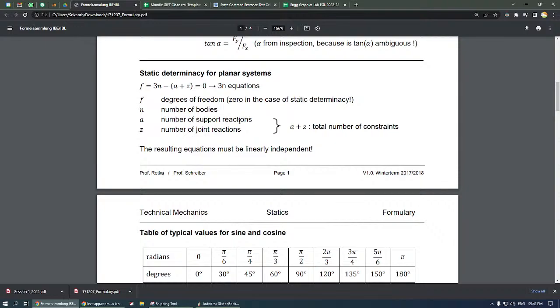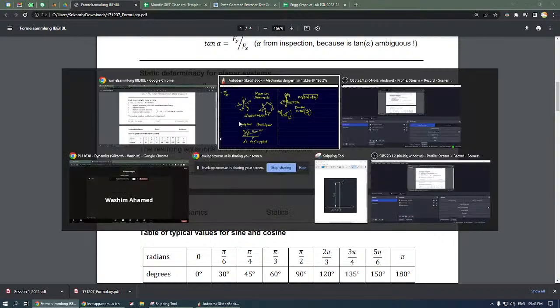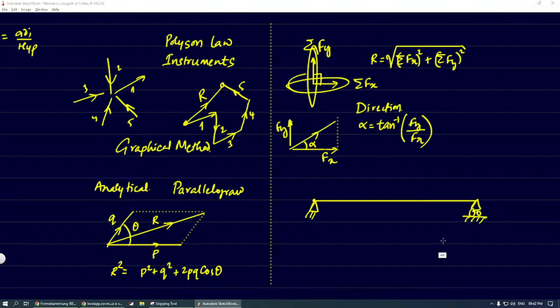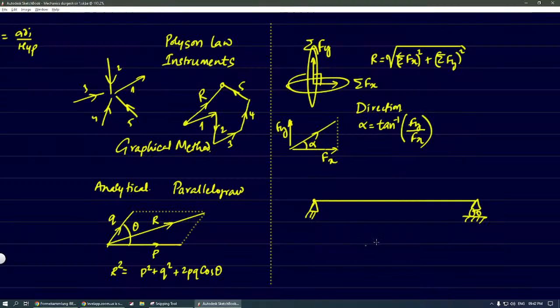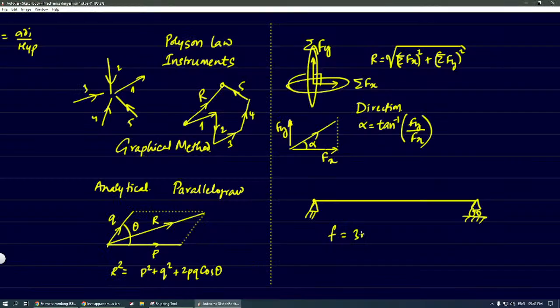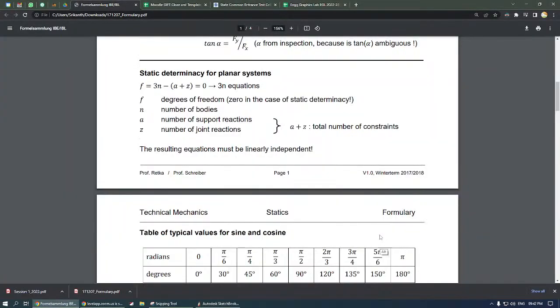This is like beams and those stuff. So suppose we have a beam. Let us say we have a fixed reaction here, and a roller support here. Okay. So how do we implement that equation? You want to find the degrees of freedom. He is telling 3n minus a plus z.